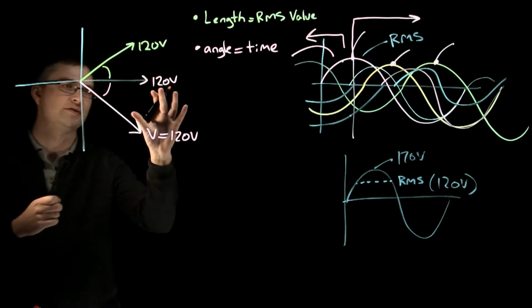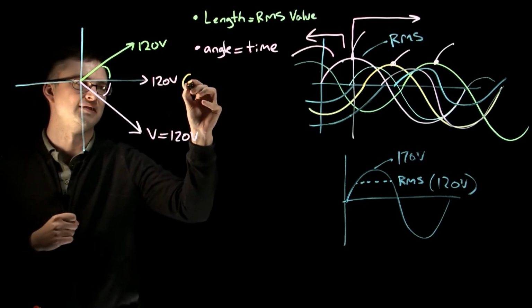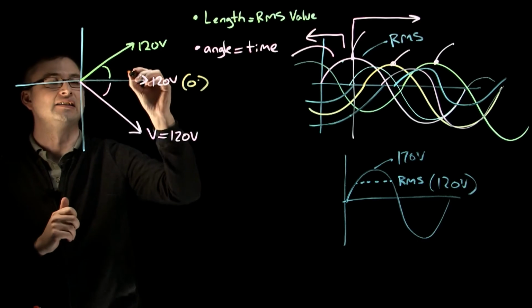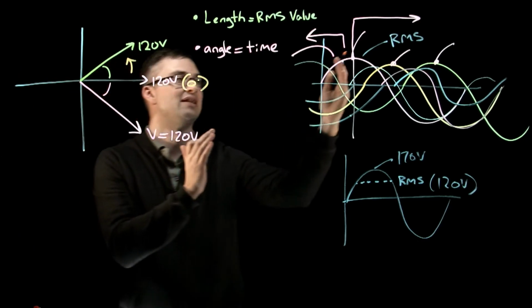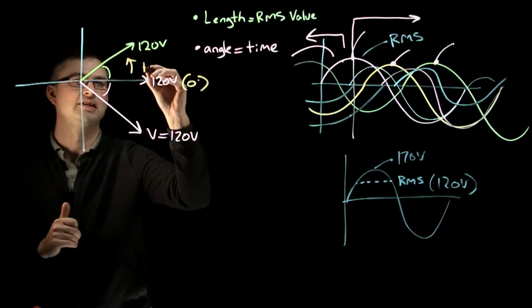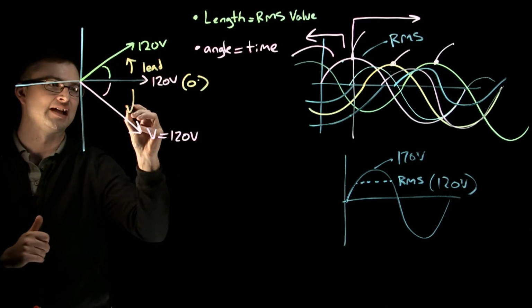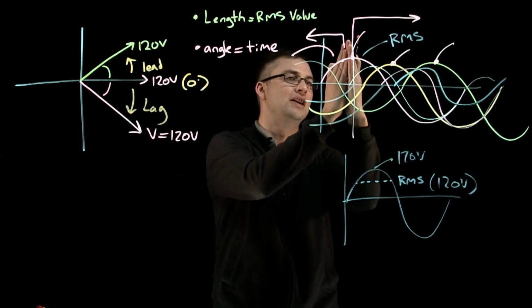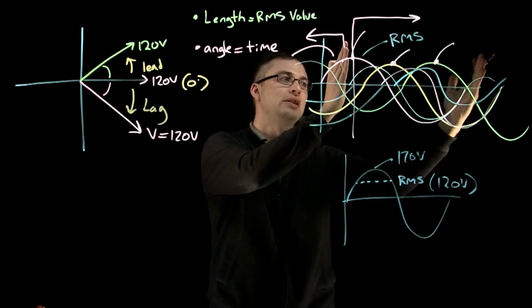We've got our reference angle, which is where we're going to put 0 degrees. And we're going to measure everything else, whether it is leading, which is ahead, which means it happens before. So this is our lead. Or if it's lagging behind, it's happening after the fact. So we've got leading over here, and we've got lagging over here.